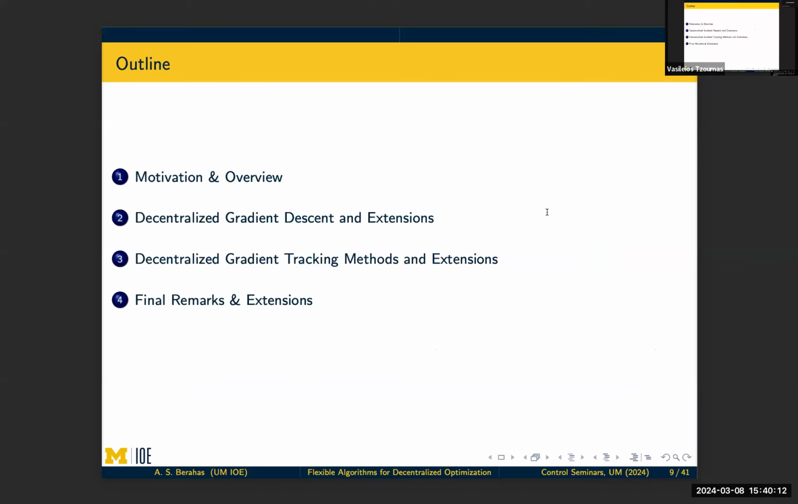And so here's the outline of my talk today. I'm going to do motivation and overview. Then I'll talk about decentralized gradient descent. And actually, let me ask a question. Anyone heard of decentralized gradient descent? Okay, perfect. Then we'll talk about decentralized gradient tracking methods. So 1 level up, more sophisticated algorithms. And then I'll end with some final remarks and extensions.